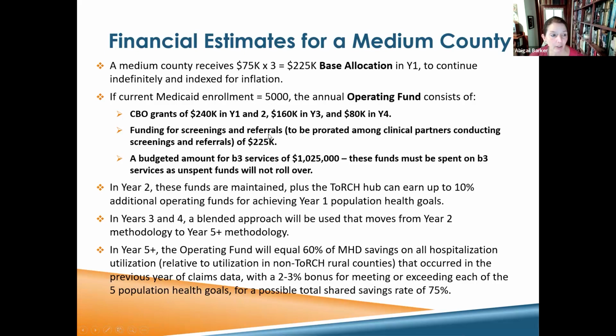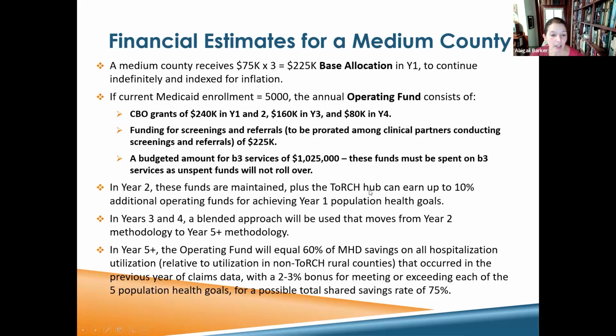Then you have funding for screenings and referrals that get prorated among the clinical partners according to who's contributing more to the screenings and referrals. And then a budgeted amount for B3 services. Again, there's a formula under there. Annually $1 million has to be spent. Unspent funds don't roll over. But basically, they can lean in as hard as they can and stay within this budget to provide those services that were listed on the previous slide.